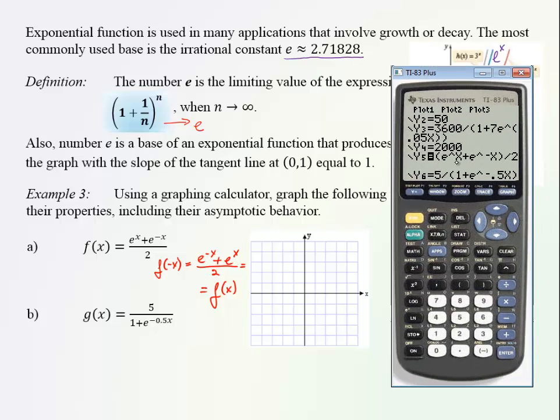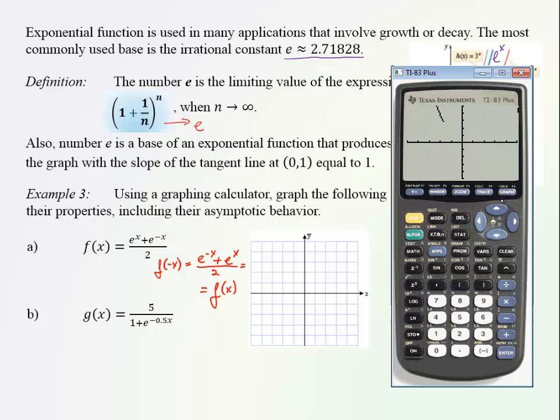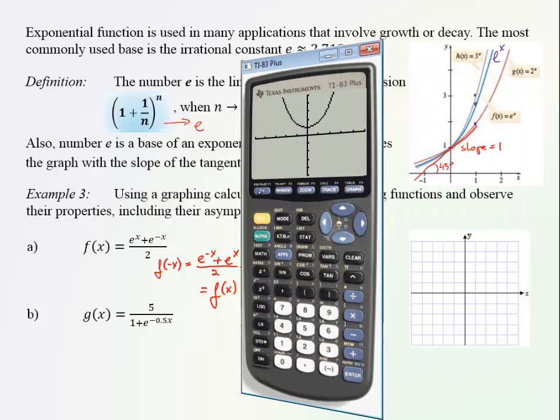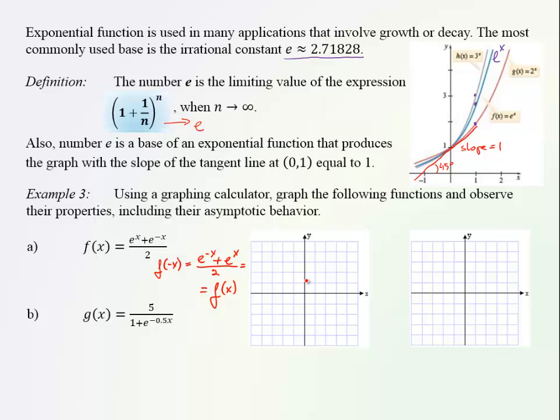I enter the f function to the calculator, which is e to the x plus e to the negative x over 2. Let's graph it. Let's see the graph in the window from negative 5 to 5 and negative 5 to 5. Well, we see it's very symmetrical. It is even. Let's graph it on the paper. Okay, so we observed that our graph was approximately like this.